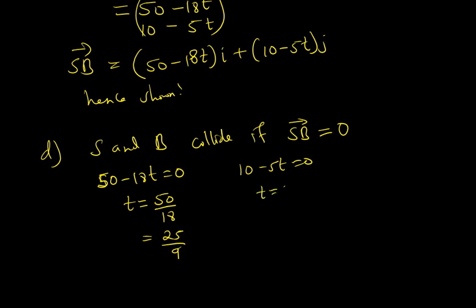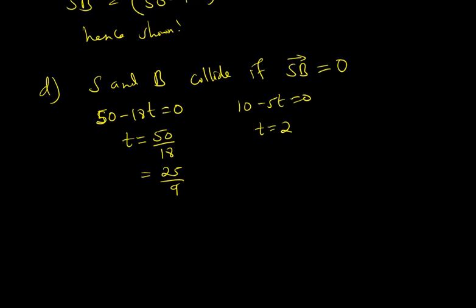Now you see there's no time for which these two components are giving us 0. These two times must be equal for us to get a vector of 0. So they are not colliding. So you can just say, since 25 over 9 is not equal to 2, S and B do not collide.